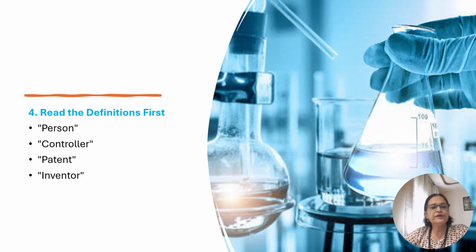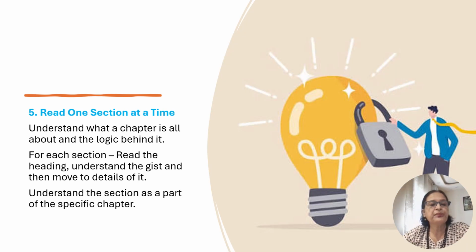Before starting to read the Patents Act 1970, if you read Section 1 and Section 2, they talk about the definitions. All important terms which are used in the act have been defined. So if any term is defined in the act, it will have meaning only with respect to the definition given in chapter 1: person, controller, patent, and inventor. So you must go through all the definitions which have been given in chapter 1.